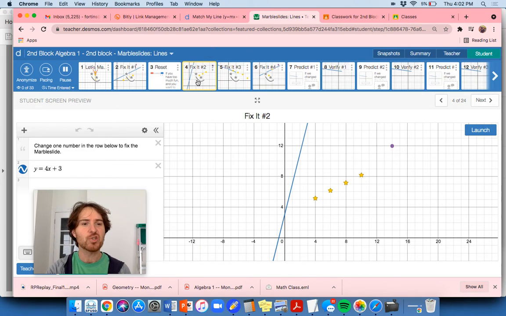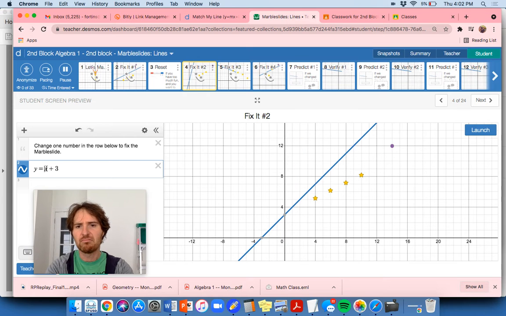Change one number in the row below to fix the marble slide. Let's see if we can fix it. Looks like my slope's off. Is my y-intercept okay? Yeah, probably. I probably just need to change my slope. So what am I changing? Am I changing m or am I changing b? I'm changing m if my slope's off. I just need to make it less steep. If it's 4, maybe I'll try 1. Nope, now I need to make it less steep than that. So I've got to go less than 1. I've got to go more like a fraction, 1/2.